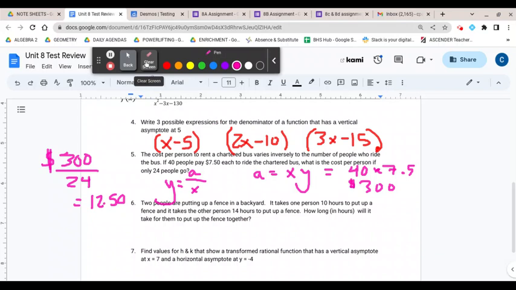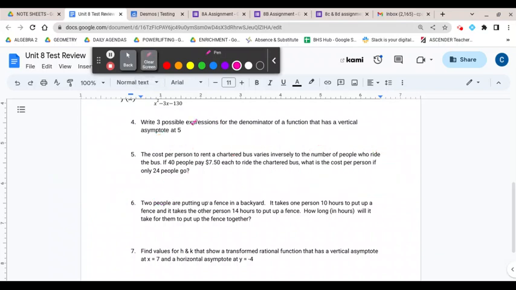All right, 2 more. So 2 people were putting up a fence in the backyard. It takes one person 10 hours to put it up, another person 14 hours to put it up. How long will it take for both of them to put it up together? So that's going to be our 1 over 10 plus 1 over 14 equals 1 over x.